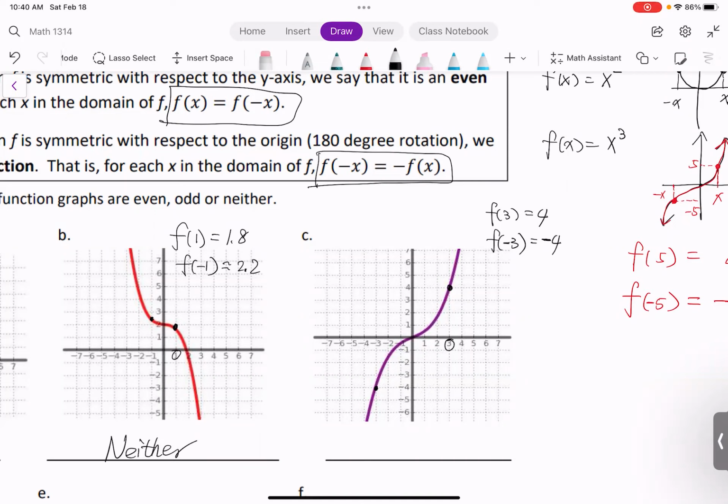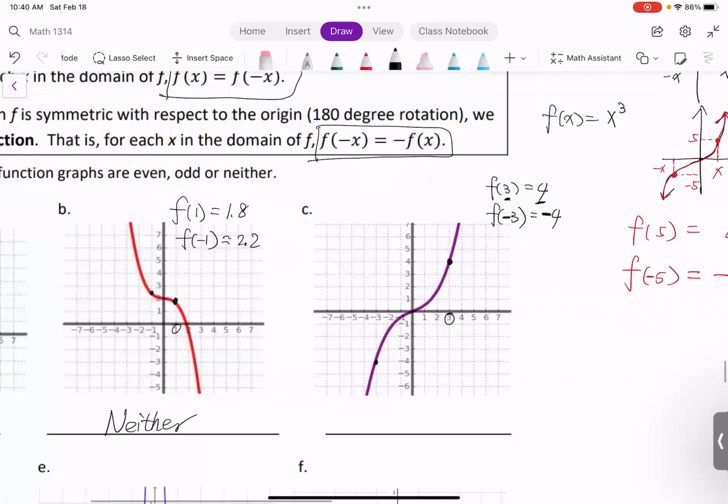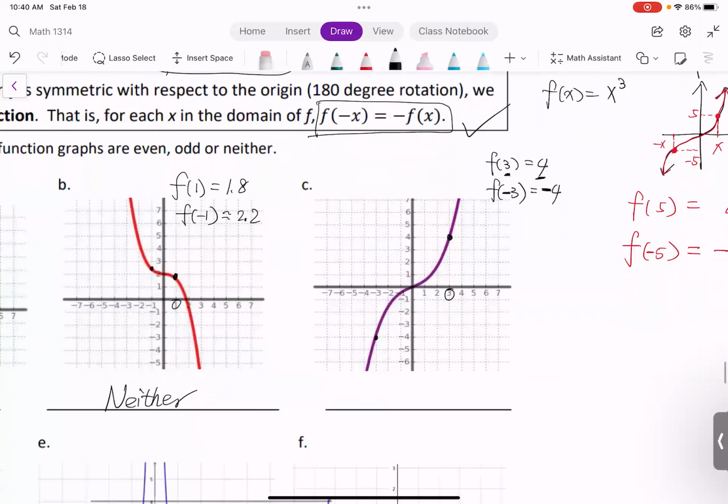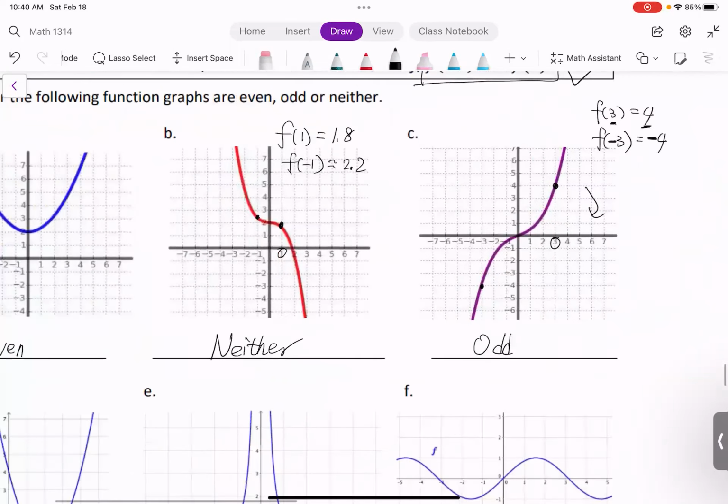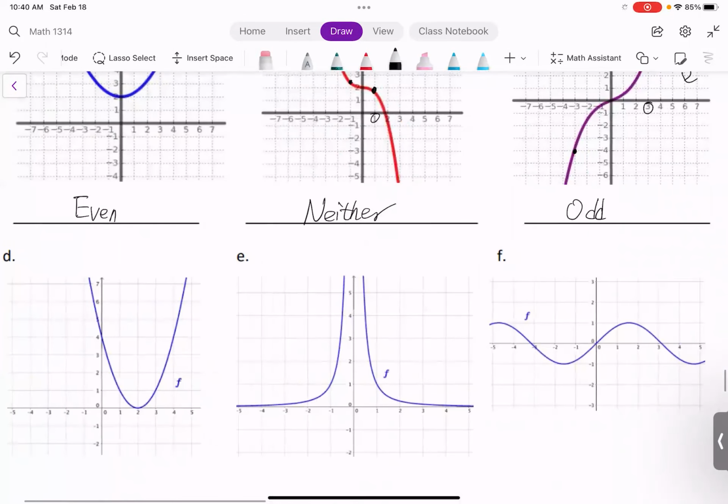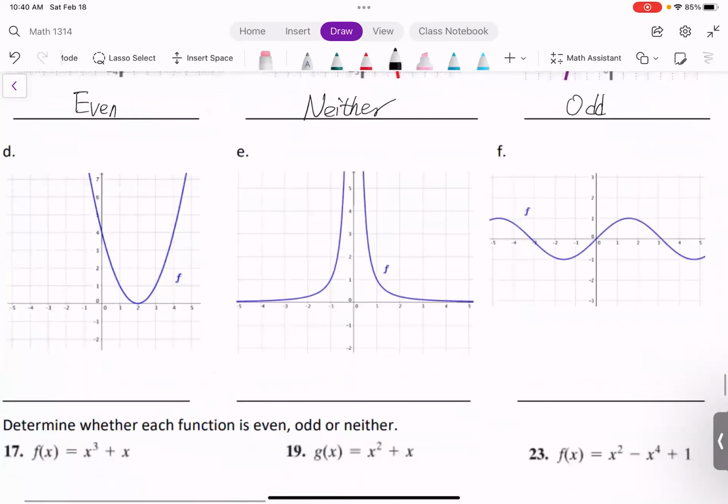Because you see, if I put the negative input, I have -4. If I make a positive input, I get +4. So to satisfy this condition, this is an odd function. If you're smart, you can rotate clockwise or counterclockwise 180 degrees and you get the same graph. Let's see the next one. This one is not an even function because it's not symmetrical along the y-axis.